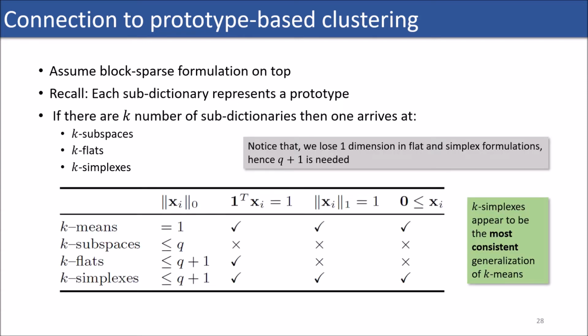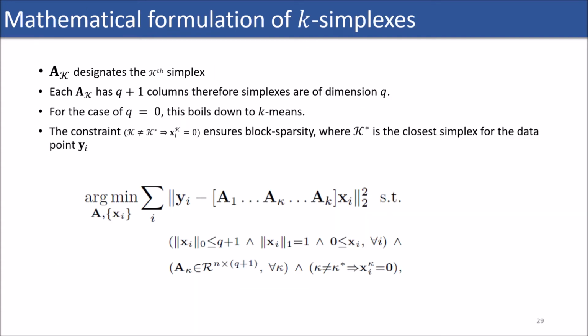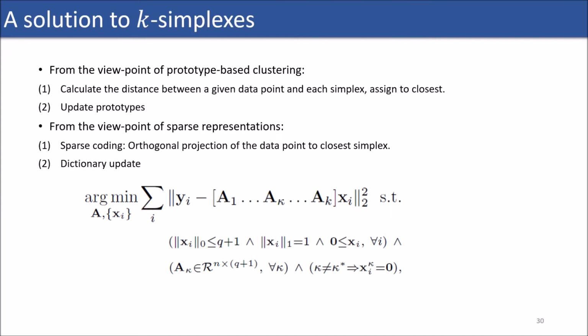Here is a summary of this geometric roadmap given through a table of constraints. Strikingly, K-simplexes appear to be the most consistent generalization of K-means. Mathematical formulation of K-simplexes can be given as follows, in the block sparse setting, with additional sum to 1 and positivity constraints on the sparse coefficients. In solution to K-simplexes, projection onto the closest subspace is now replaced with projection on the closest simplex.